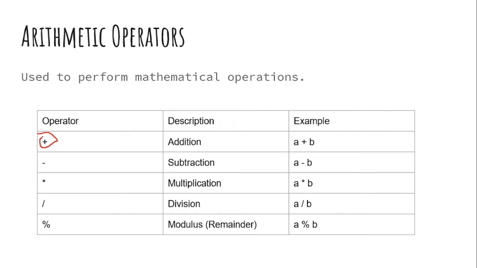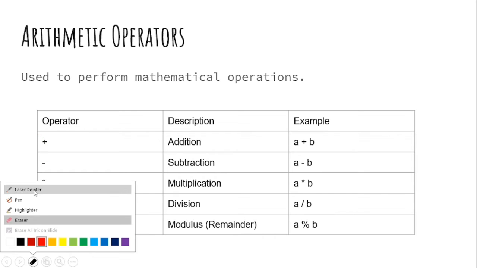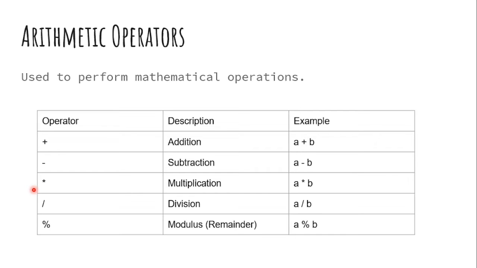This is an operator, and an operator is a symbol. This is an operator, this is an operator, and this is an operator. These are the operators that we use in C++, and they are the most common operators that we use. Let's understand the addition operator.